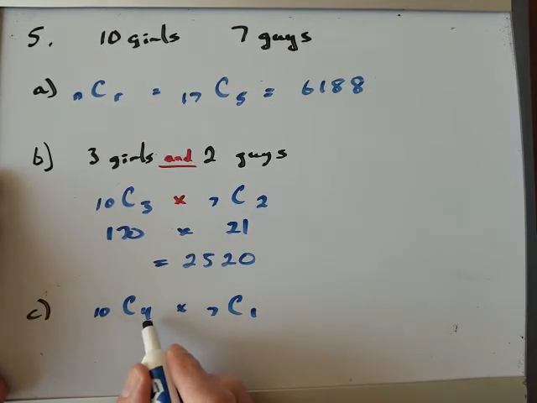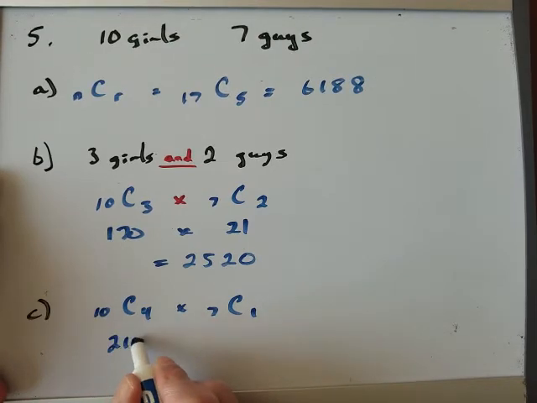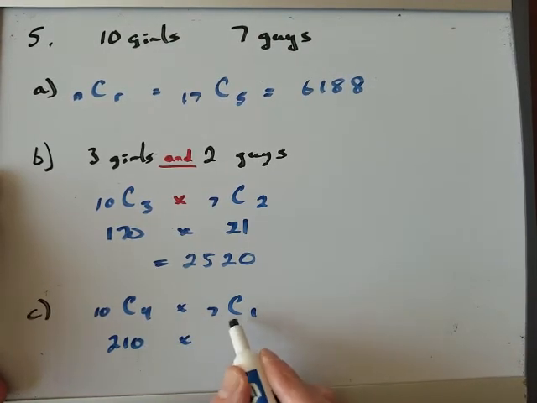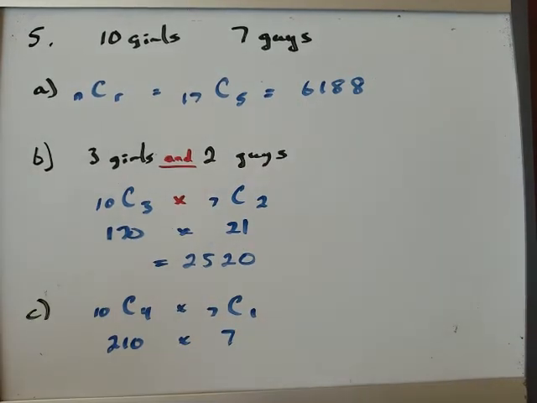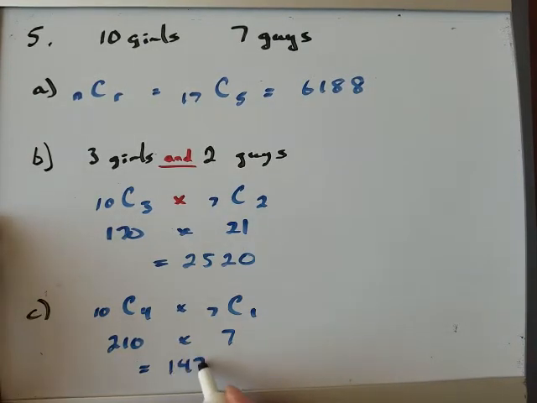So 10C4, we definitely type into our calculator, we get 210. If you really think hard, this is going to make sense. Typing 7C1 into your calculator just gives us 7, because you're only picking 1. Okay, so there's 7 different ways, and then we multiply for a finish to figure out the total number of ways we could get this to unfold.